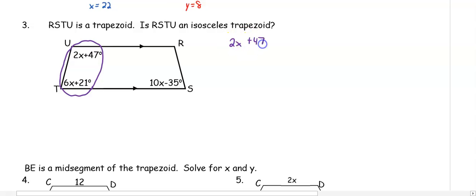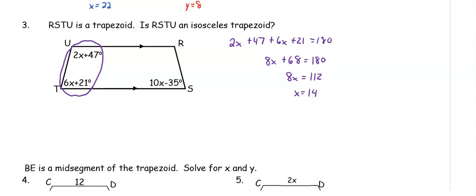2x plus 47 plus 6x plus 21 is equal to 180. When we combine like terms, we get 8x plus 68 is equal to 180. We can subtract 68 from both sides. 8x is equal to 112. When we divide by 8, x is 14.